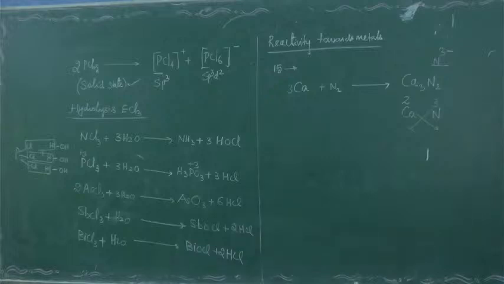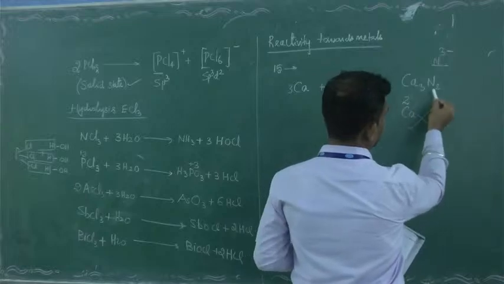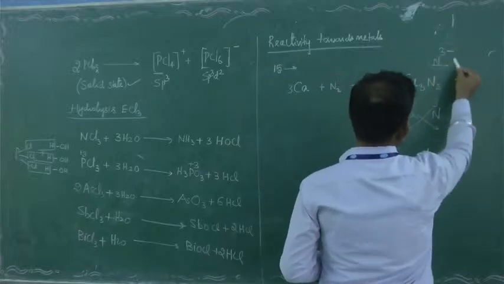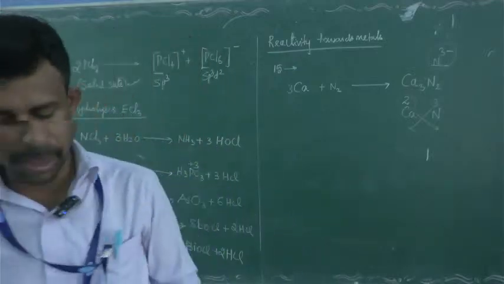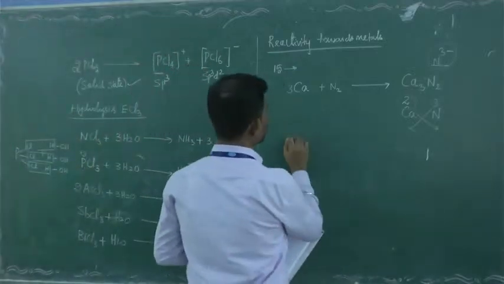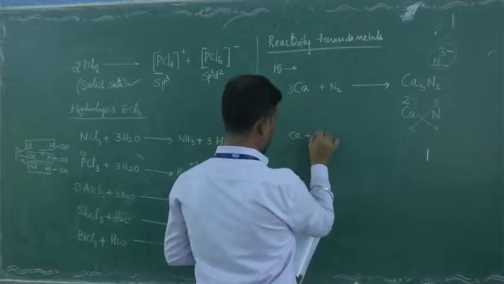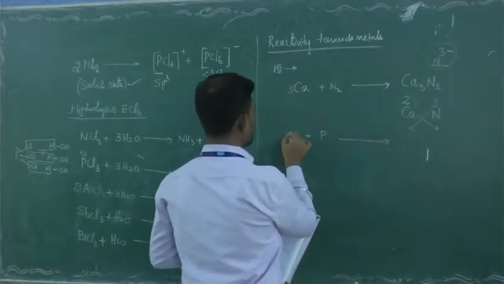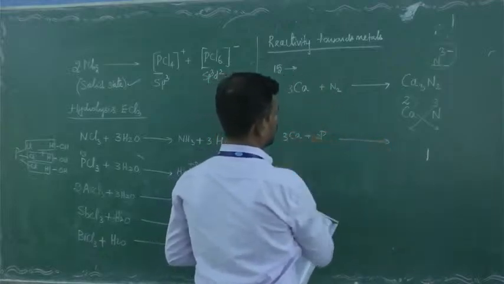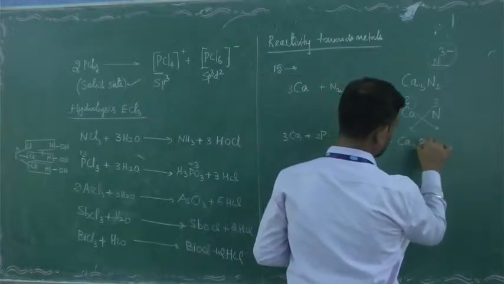Calcium nitrite, where calcium is going to be in the +2 oxidation state and nitrogen is going to be in the -3 oxidation state. Is it clear? Similarly, other compounds also. For example, suppose you treat calcium with phosphorus. So what you will get? You will get Ca3P2.